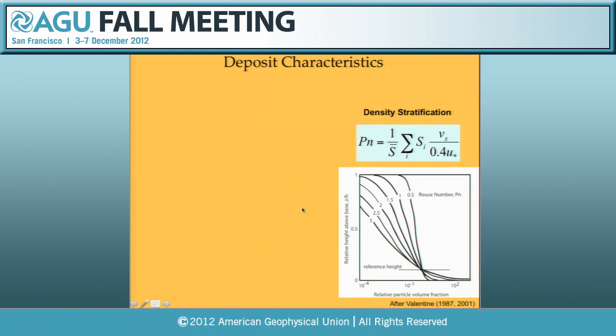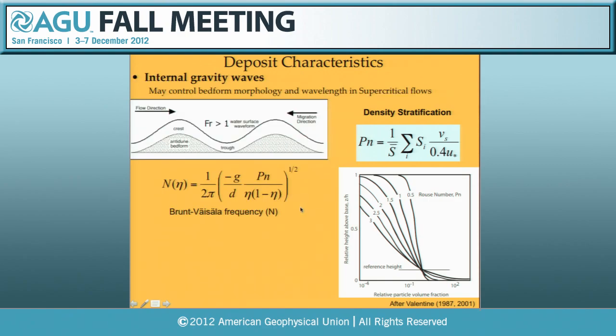Okay, and so we can think about the flows in this way and start to say something about the corresponding characteristic gravity wave frequencies. And so there's an idea in the literature, and this is not yet proven, so I'll just leave it out there as an idea, that the anti-dune bed forms, such as you saw in the earlier images, are controlled by the gravity wavelengths of the characteristic gravity waves in those supercritical flows. And so the characteristic frequency of those waves is a function of the Rouse number, which you see here, and inversely proportional to the thickness of the flow.